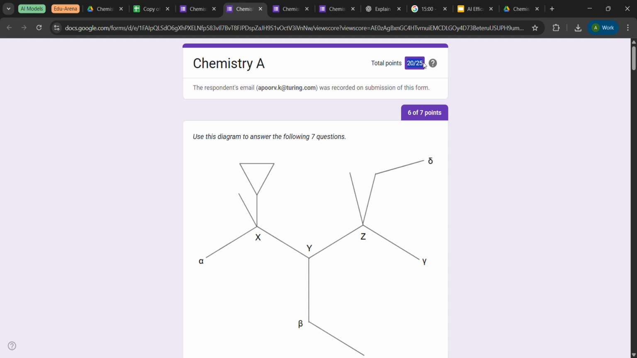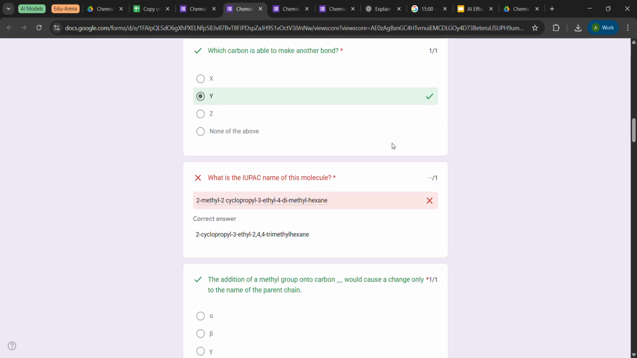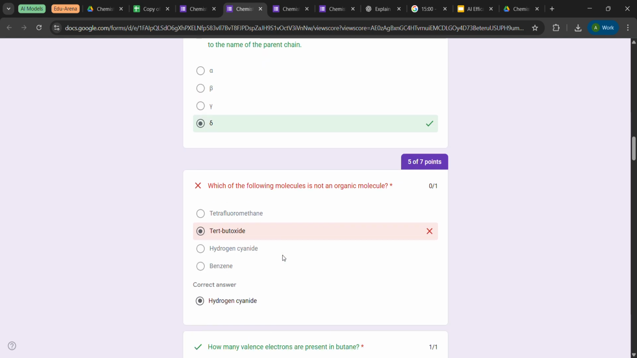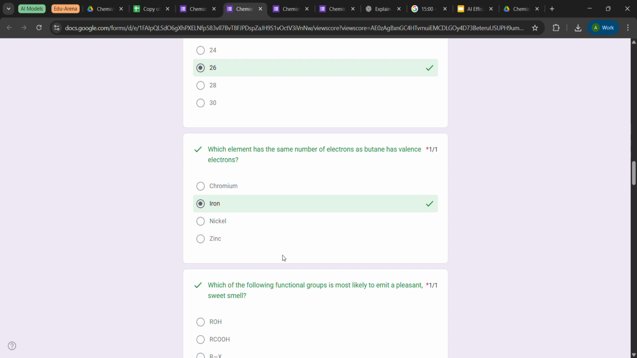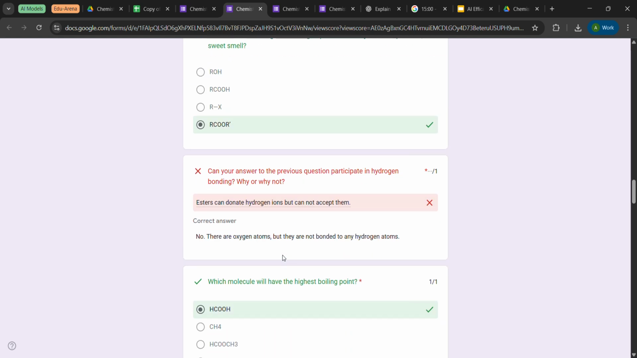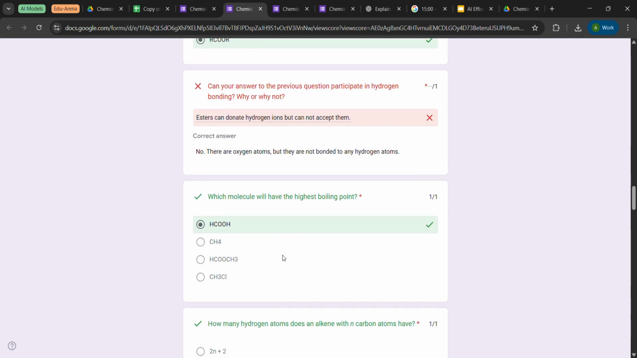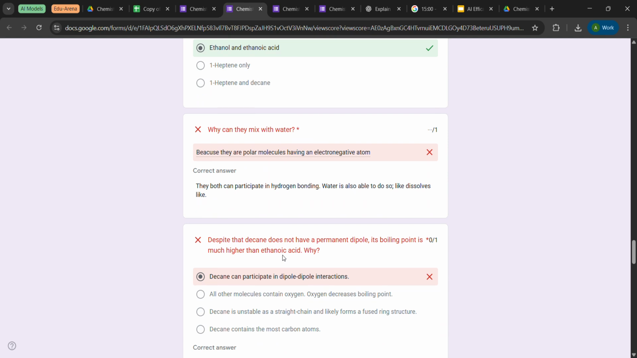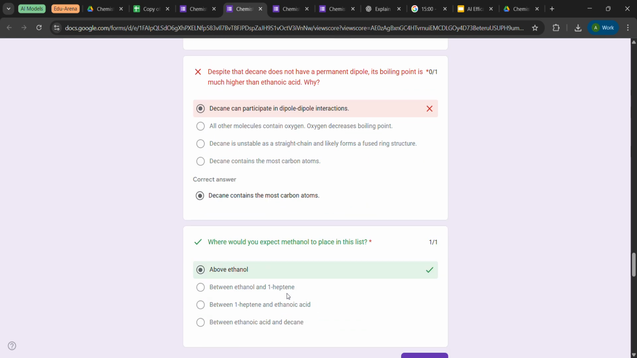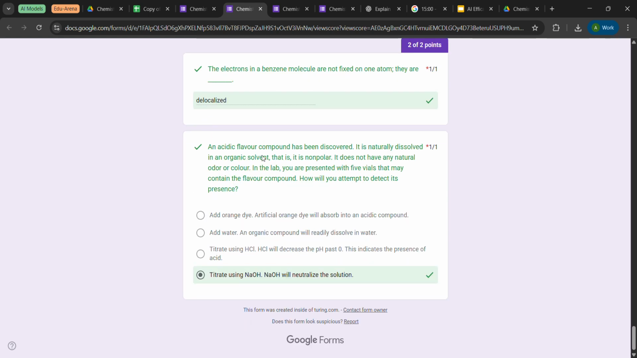Okay, so 20 out of 25. This is correct, this is correct, this is correct. Okay, 2 cyclopropyl. This has to come here. Okay, trimethyl. So more or less, yeah. Hydrogen cyanide, HCN. Okay, this is correct, this is correct. No, they are not bonded. Okay, all of them, because I think that is more or less the correct answer. It contains the most carbon. Okay, this is correct, this is correct, this is correct.